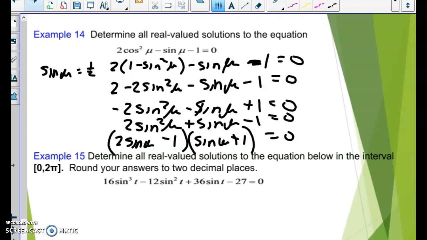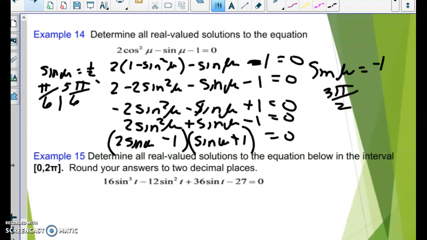And we've already done that one. We know that that one's pi over 6 and 5 pi over 6. But the other one, I get the sine is equal to negative 1, and that one happens at 3 pi over 2. So here's our 3 answers for this equation.